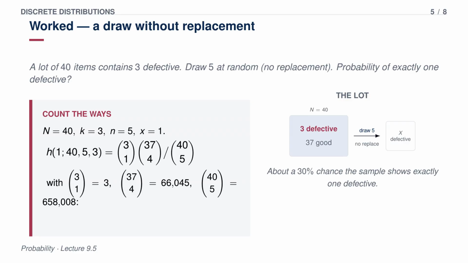Crunch the pieces. 3 choose 1 is 3, 37 choose 4 is 66,045, and 40 choose 5 is 658,008. Multiply the top, divide by the bottom, and you land at about 0.301. Call it a 30% chance the sample shows exactly one defective. The little picture on the right is the whole story. 3 defective, 37 good, scoop out 5.